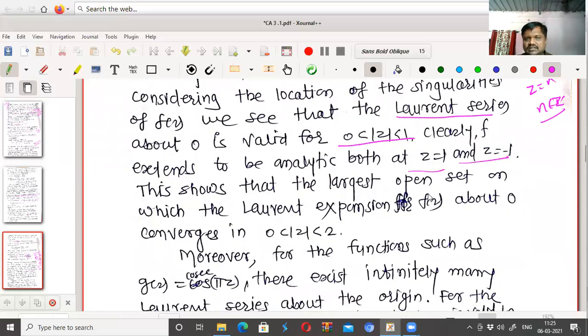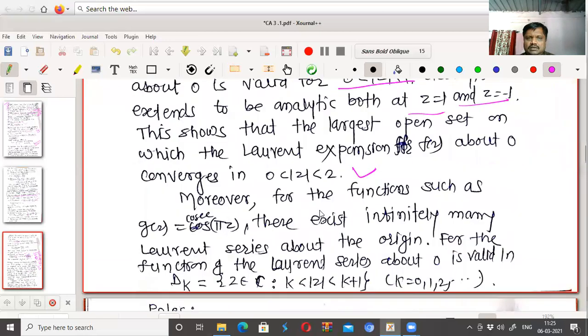This shows that the largest open set on which the Laurent expansion for f(z) about 0 converges is 0 less than mod z less than 2. So you can take after 1, it will be 2 there, and therefore you will get this analysis.